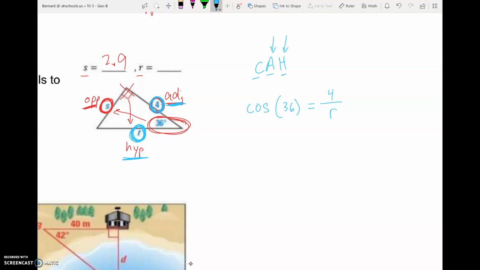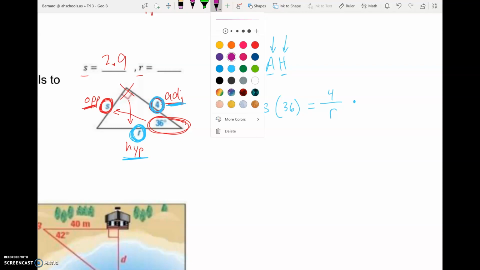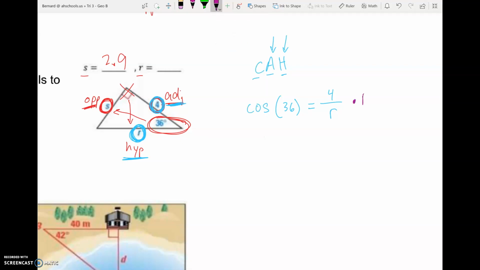So we do the same thing here. We're going to multiply by the bottom of the fraction. Let me change the color for this. But when we multiply both sides by R, which is the bottom of the fraction, the R's on the right still cancel, but it equals 4. And we still have this R on the left side.